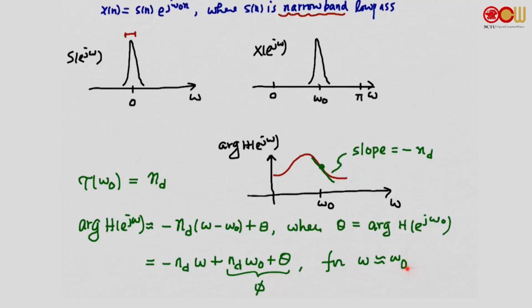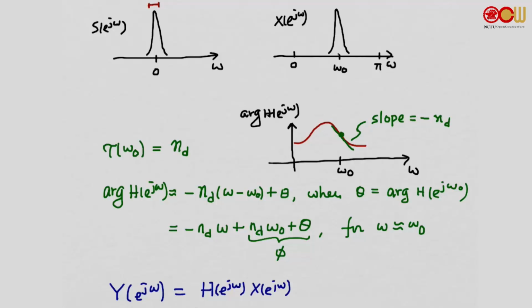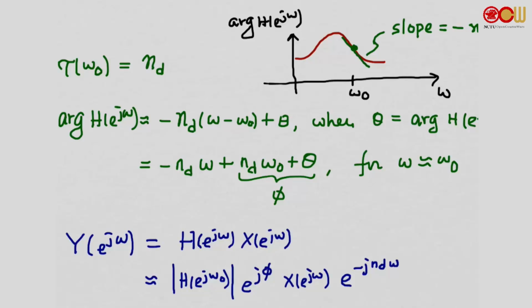Now we can merge the two constant terms, the constant term nd omega 0 and theta, and call the result phi. Let's use this approximation and see what we get at the output. Around omega 0, we have H and X. The magnitude of H is the magnitude of H here, and then for the phase we substitute the phase function approximation. We have this phase term, minus nd omega, and also e^(j phi) here, and then X.